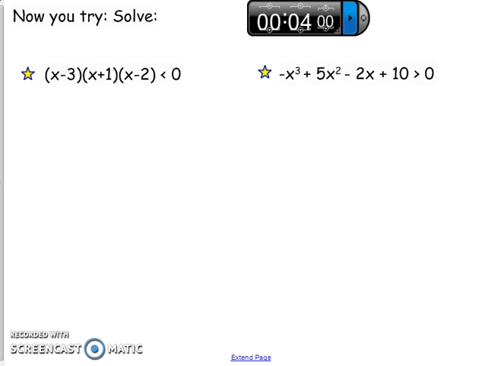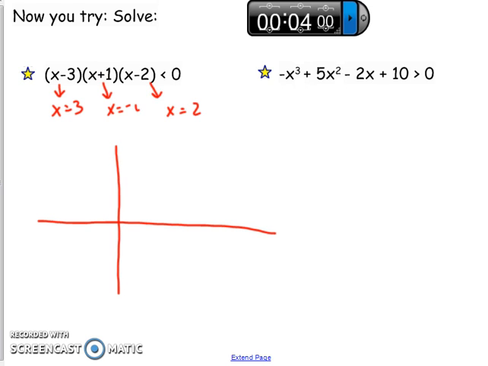Okay, so let's try one of these. To solve them, we get 3, we get -1, and we get 2. So we're going to do a quick sketch. So we have -1, 2, and 3. If we multiplied it, we have x to the third, which is positive, so it's going to be down and then up. Follow the shape. We want it to be less than 0, so we're going to look here and here.